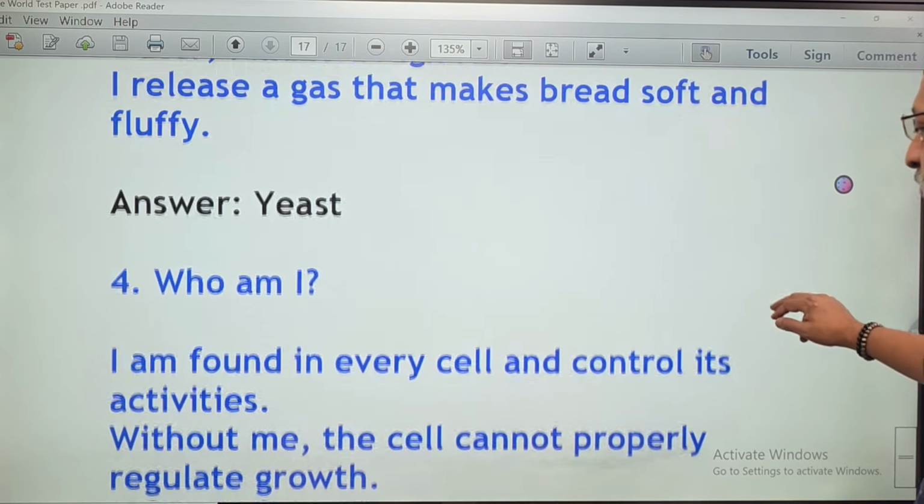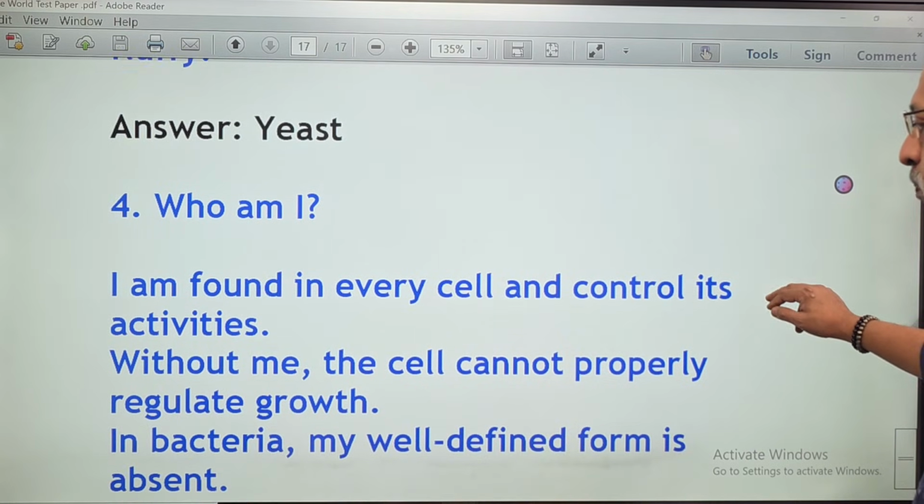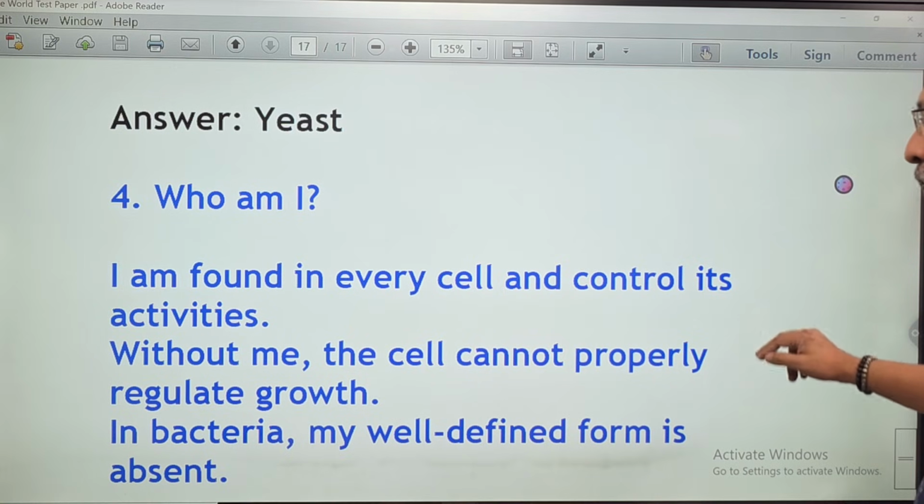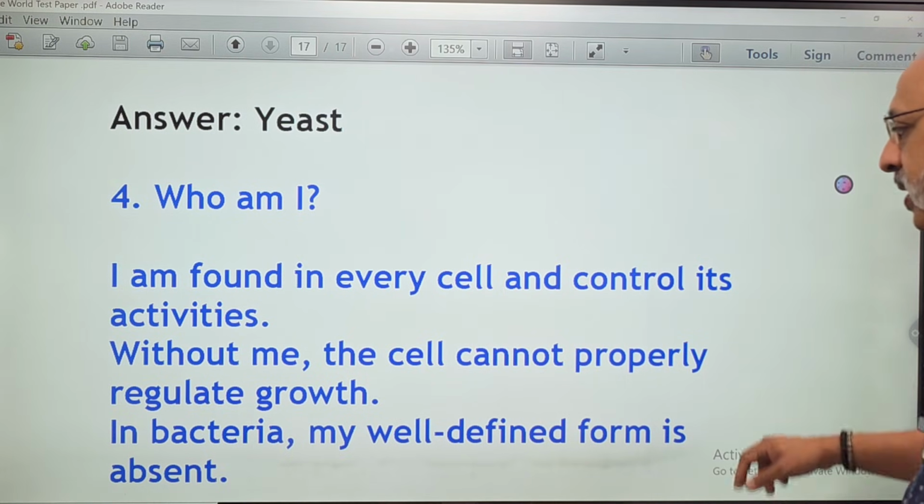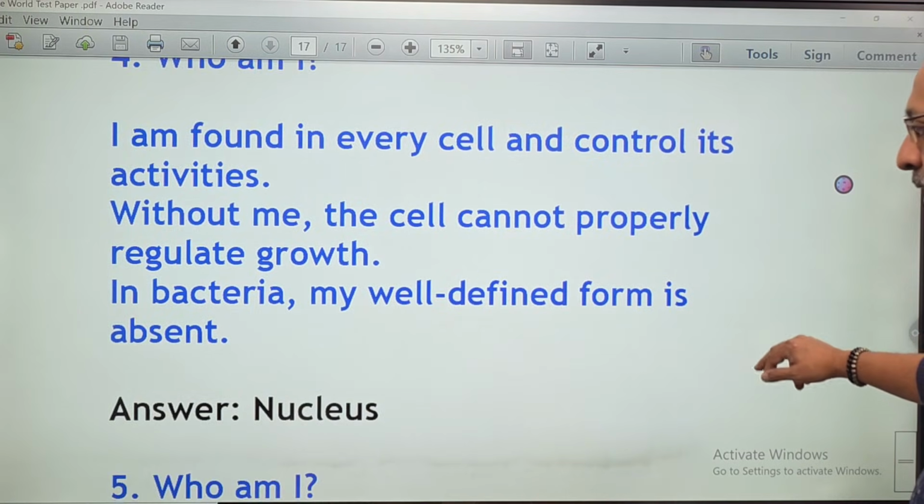Who am I? I am found in every cell and control its activities. Without me, the cell cannot properly regulate growth. In bacteria, my well-defined form is absent. The correct answer is nucleus.